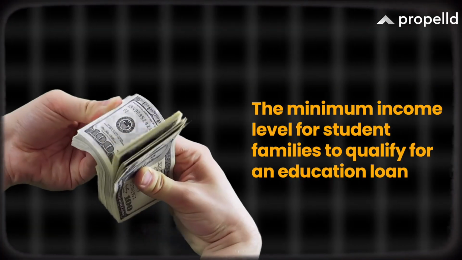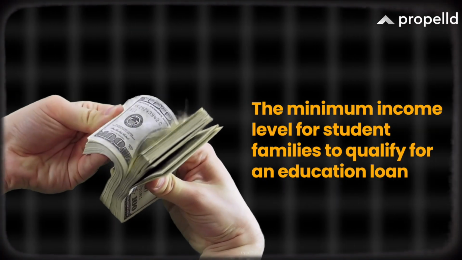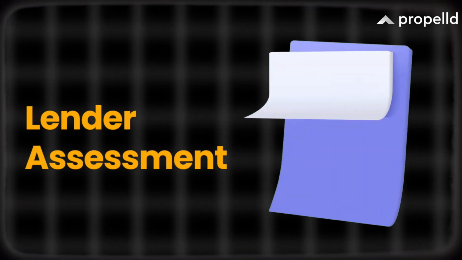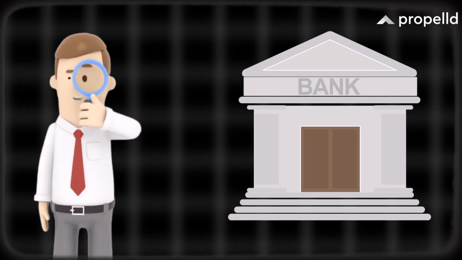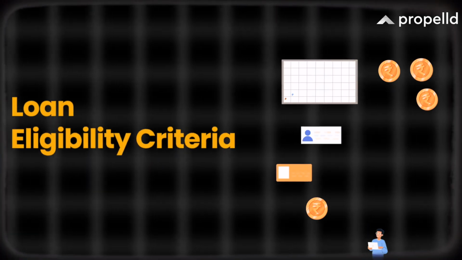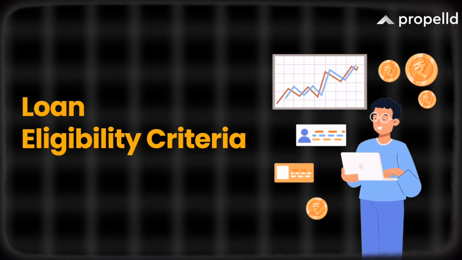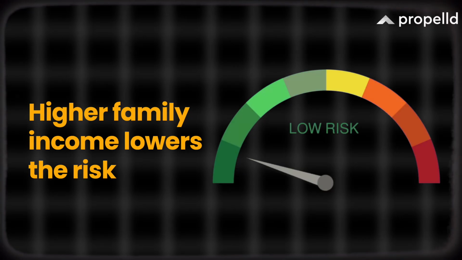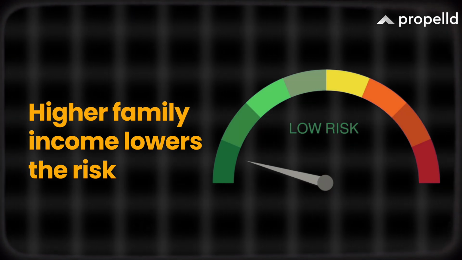So minimum family income refers to the least required income level for a student's family to qualify for an education loan. Some points are critical in deciding minimum family income. The first is the lender's assessment. Financial institutions assess a family's financial stability before approving any loan, with minimum family income being a key factor. Now, talking about loan eligibility criteria, lenders establish specific criteria for loan approvals, including a minimum family income threshold, which varies among institutions. Then they assess the risk. A higher family income may indicate a lower risk for the lender in terms of loan repayments.